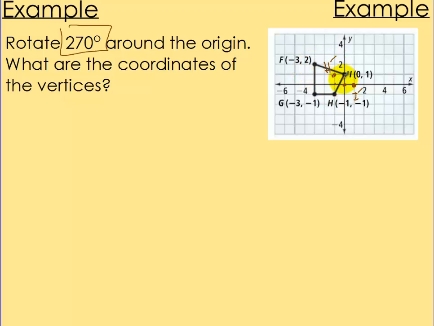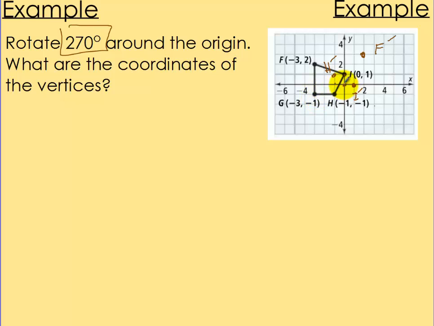My next spot, F, from the origin it's 3 this way and 2 up. You're rotating it, those are going to flip. It's going to be 3 out on this axis and 2 to the left. And rotate it again, it'll be 3 out on this axis and 2 to the left. And one more rotating, it's 3 up and 2 to the left. It will be right here. This will be my F prime.